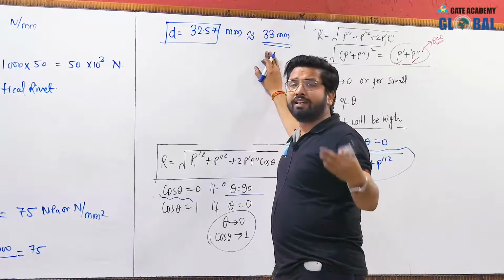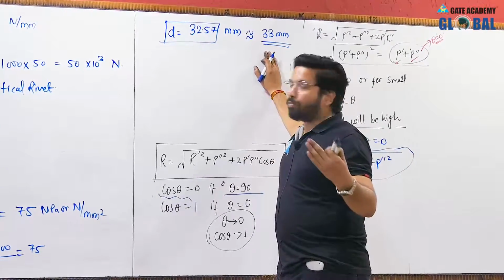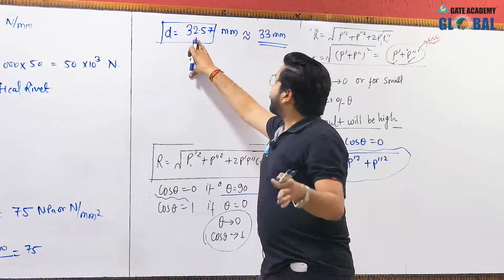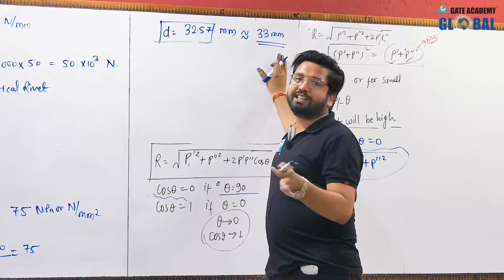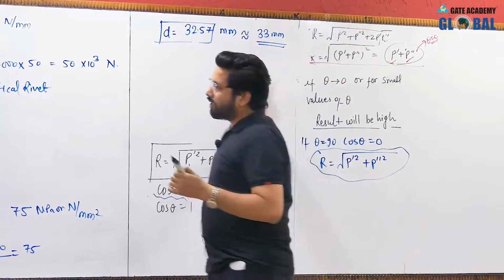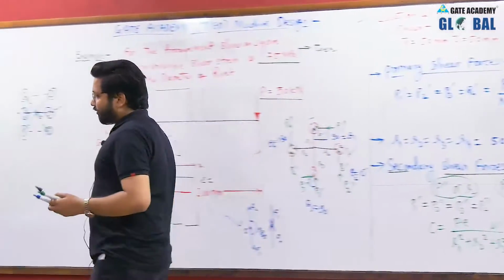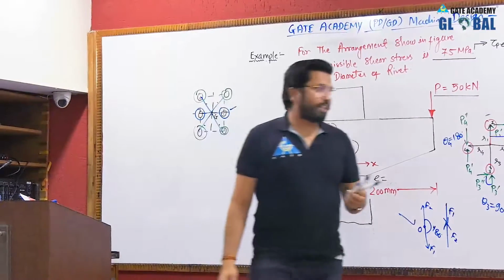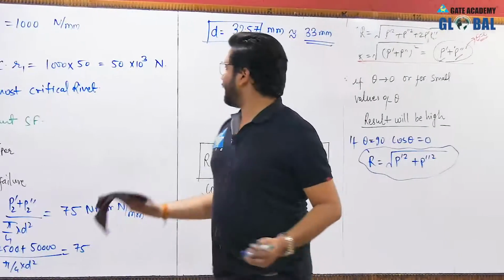Hence we will use the next greater value. Why? Because this is the least diameter required in order to avoid failure. If the diameter is less than 32.57 or 33 mm, then definitely shear failure will take place. Now let me tell you an important concept: in which row will the critical rivet be placed? What will be the location of the critical rivet?